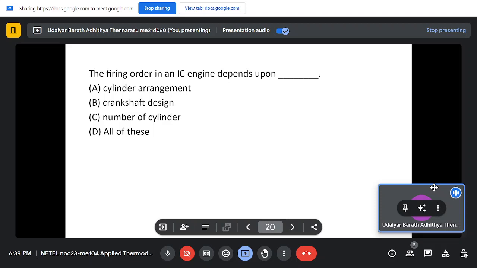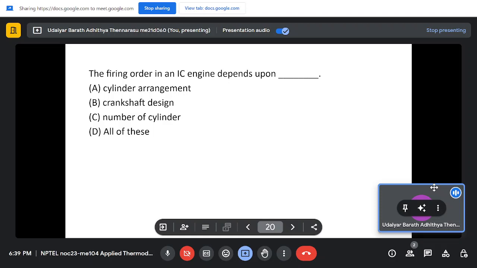So how is this firing order determined? A, cylinder arrangement. Yes, cylinder arrangement matters in the case of firing order. If it is a V shape or all cylinders are inline, it will have different firing orders, because each cylinder will generate a power stroke. That power stroke is transmitted to the crankshaft, and for smooth operation the crankshaft must not fail, so that also has to be taken into account. That will determine which cylinders generate the power stroke together or at a time. So that will determine the firing order.